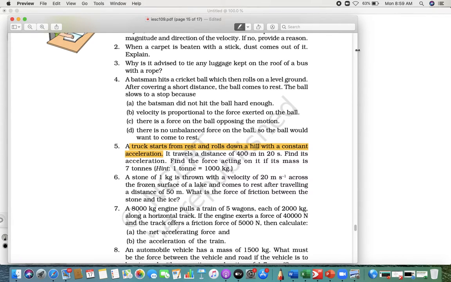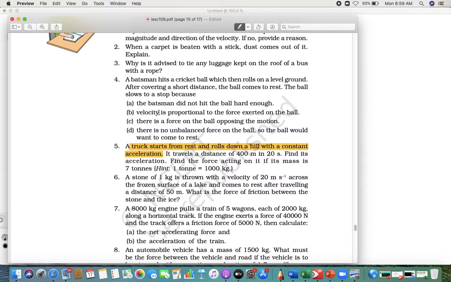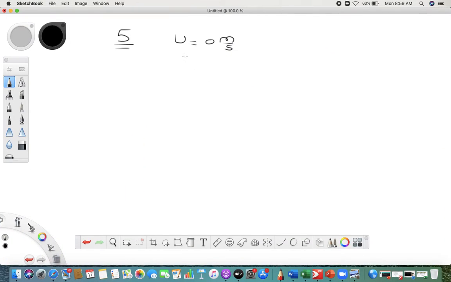So here, a truck starts from rest. Okay, we are doing the fifth question. So u is equal to 0 meter per second. Then what is second given to you? It travels a distance of 400 meters in 20 seconds. So s is given, time is given: 20 seconds.